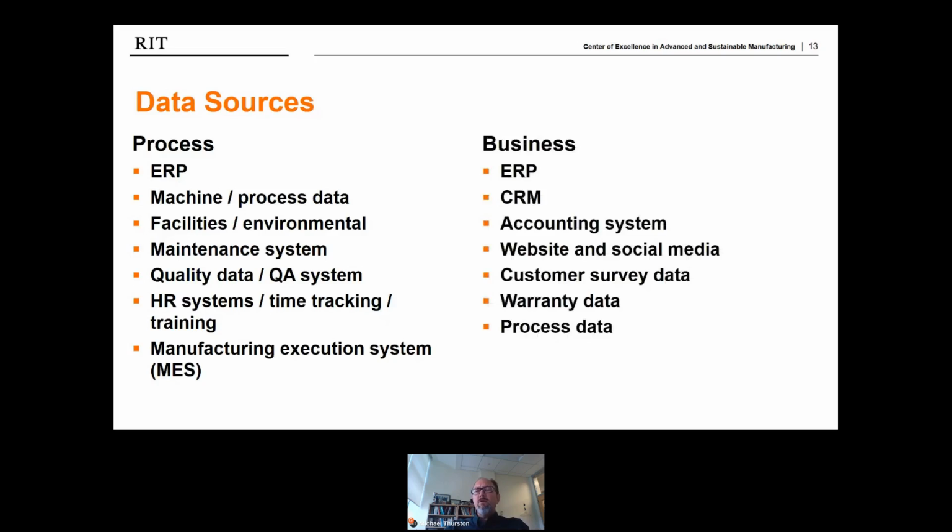At the business level, key systems include, again, ERP, and then, of course, also customer relationship management software, accounting systems, and sometimes these are already integrated together with your ERP system. And really any other data source you can think about, including the process data sources that we just talked about.